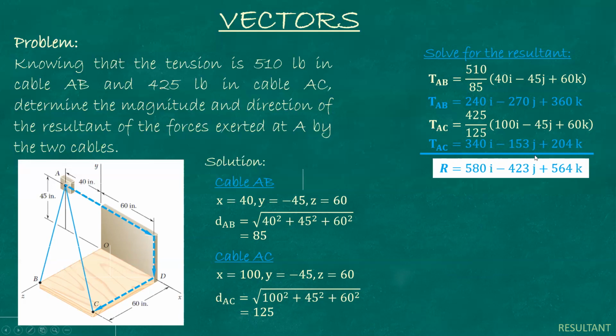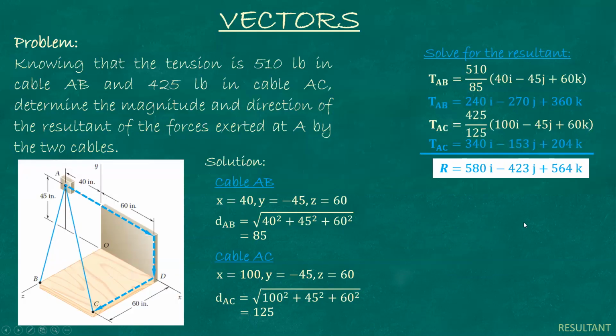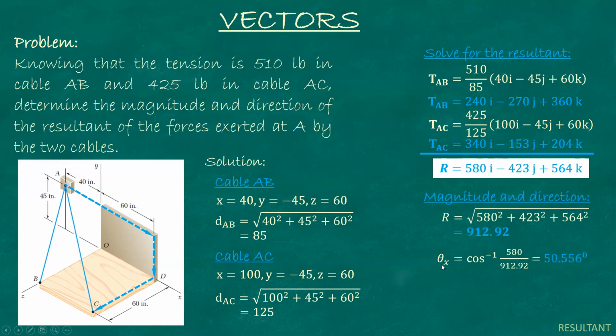Okay. So after that you have R, you have Rx, Ry, Rz. Get the magnitude, and then the direction. So, magnitude, this one, and then cosine, Rx over R, Ry over R, Rz over R. These are the direction angles, and the magnitude. So, this answers the problem. Determine the magnitude and direction of the resultant.